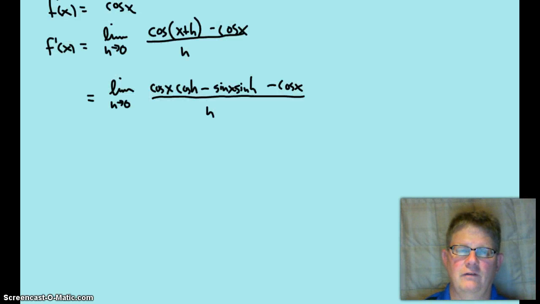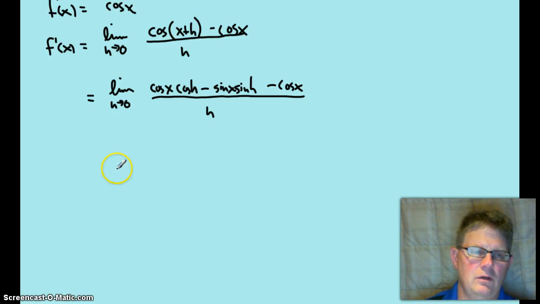Alright, this is how far I got at first. Cosine of x plus h, cosine of x, cosine of h, minus, sign change with the cosine, minus sine x, sine h, minus cosine of x all over h. Alright, I'll let you try to do a little algebraic manipulation and see if you can do it. So go ahead and pause.